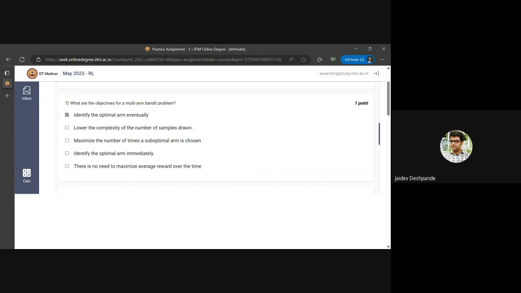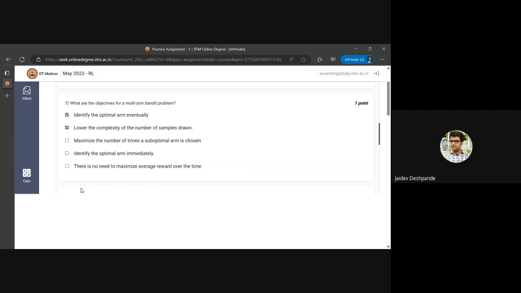So this is the correct answer, and the other three are clearly wrong. Maximize the number of times the suboptimal arm is chosen. Why would you want to do that? Identify the optimal arm immediately. That is not possible, or yes, it is possible immediately.